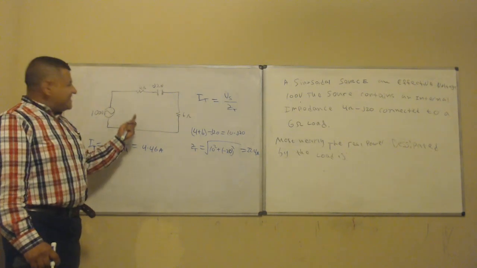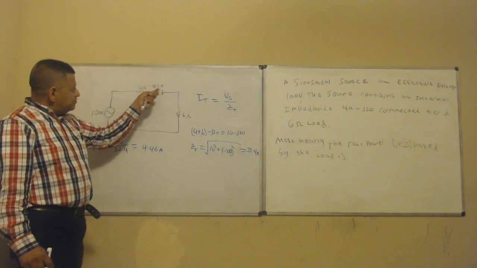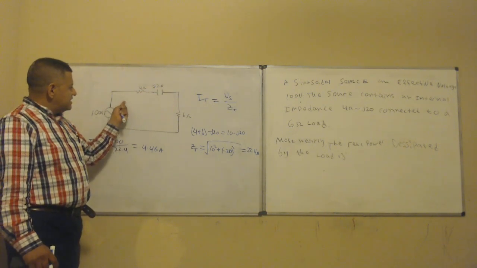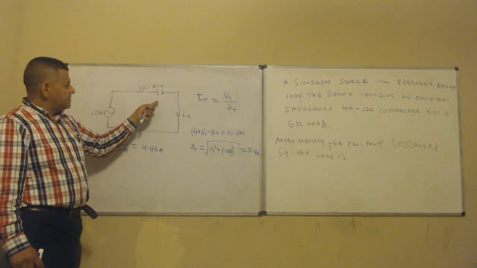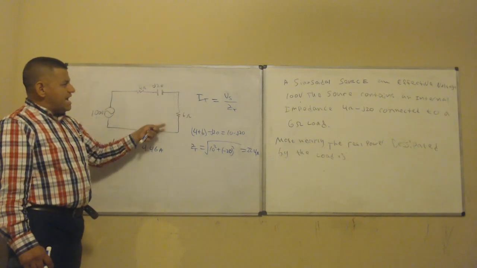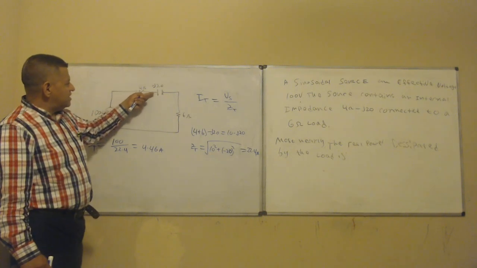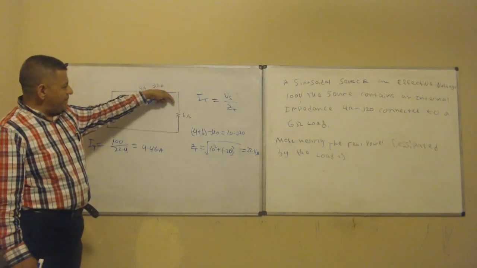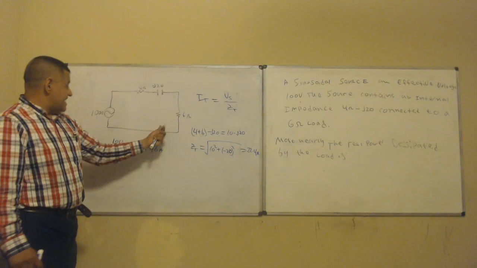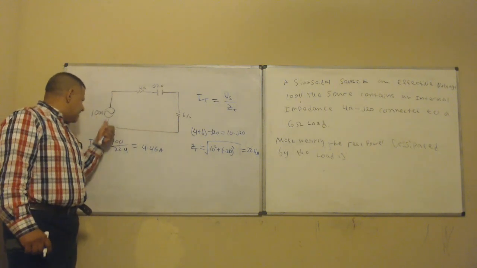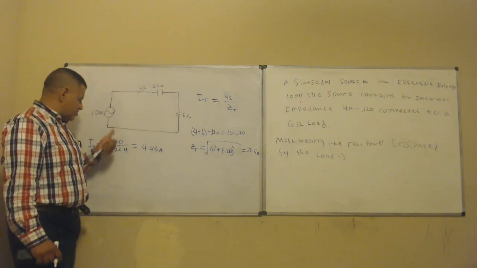Now we know that this current is going around the loop. Having that, this current has to go through here, and then by the time it gets over here, it's the total current coming in back to the source.